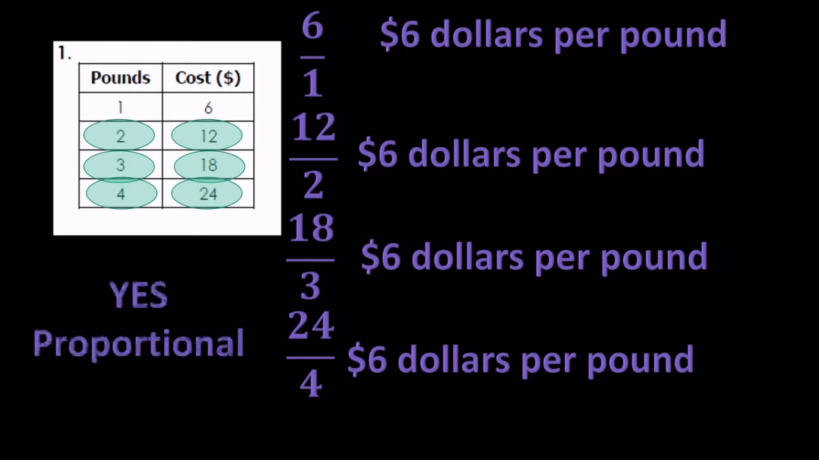I need you to understand here, we are not finding the rate of change. We are not finding the slope. This is not rise over run. We're just determining if our input and output is proportional. It has the same rate.